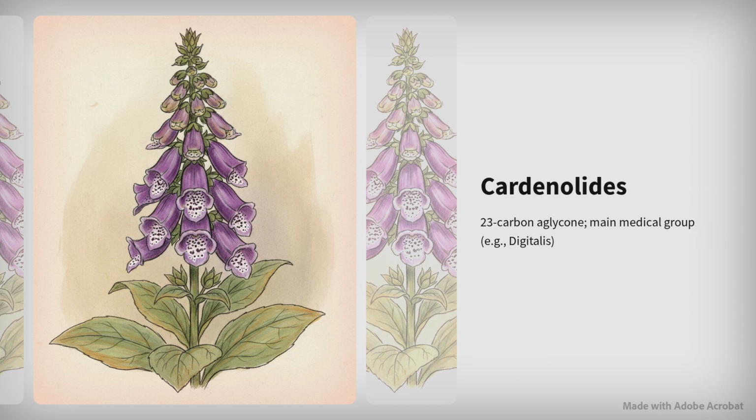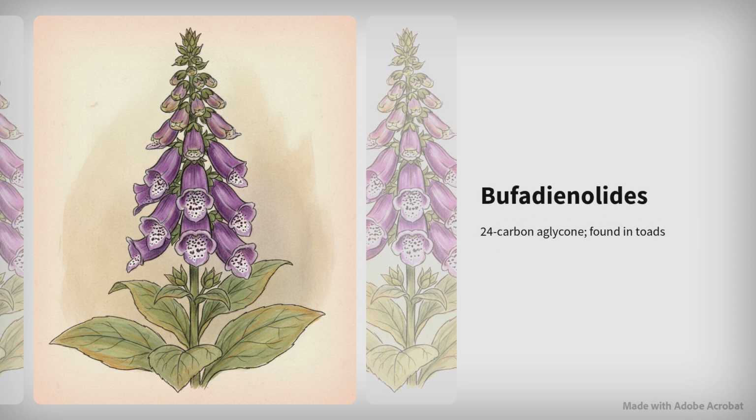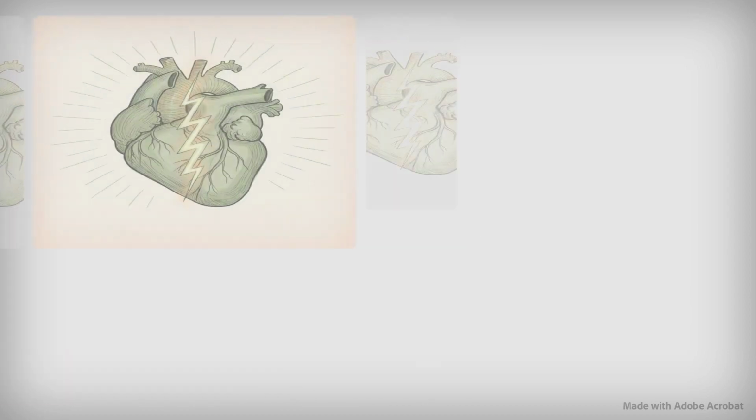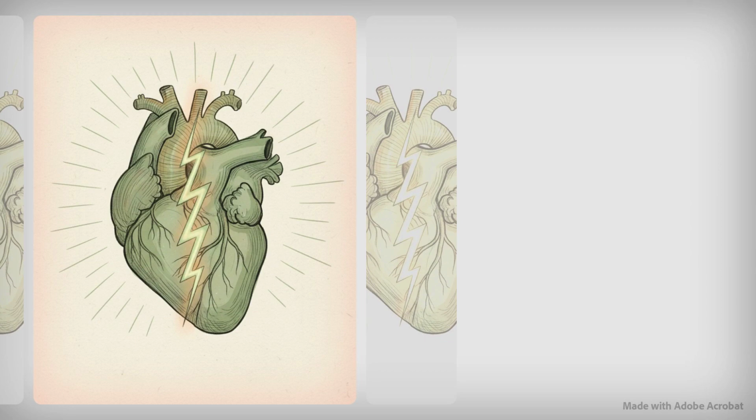Cardenolides, with a 23-carbon aglycone, are the main medical group found in plants like digitalis. Bufadinolides have a 24-carbon aglycone and are less common, found in the parotid glands of toads. Here's how cardiac glycosides work. They strengthen heart contractions, slow the heart rate, and improve the heart's efficiency.